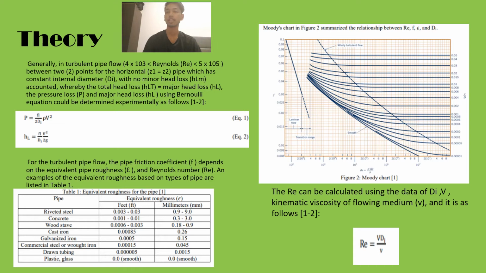So for the theoretical part of this experiment, generally, in turbulent pipe flow between 2 points of a horizontal pipe which has constant internal diameter, the total head loss can be determined by using the Bernoulli equation as stated in equation 1 and equation 2. For turbulent pipe flow, the pipe friction coefficient depends on equivalent pipe roughness, which can be referred to in Table 1, equivalent roughness for the pipe, which is different for each type of pipe. Then the Reynolds number can be calculated by using the data of internal diameter, velocity, and kinematic viscosity of the flowing medium.